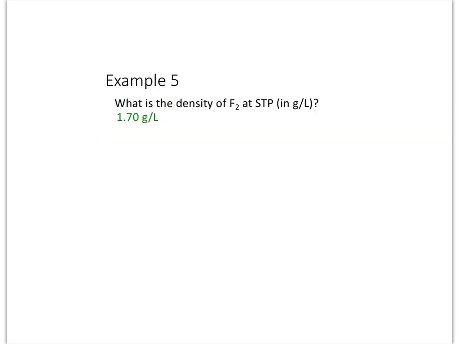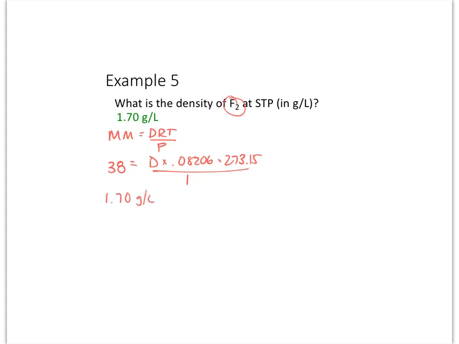So what's the density of fluorine gas at STP? So molar mass equals dRT over P. Molar mass of F2 is about 38 grams per mole. So there's your molar mass. Density is what we're solving for. R is 0.08206. Temperature is, we're going to do 273.15 because it's at STP. And pressure is 1 atmosphere. And I'm using the 1 again because I'm using that 0.08206 value. So when I solve for density, I get 1.70 grams per liter. It's like magic, only not.